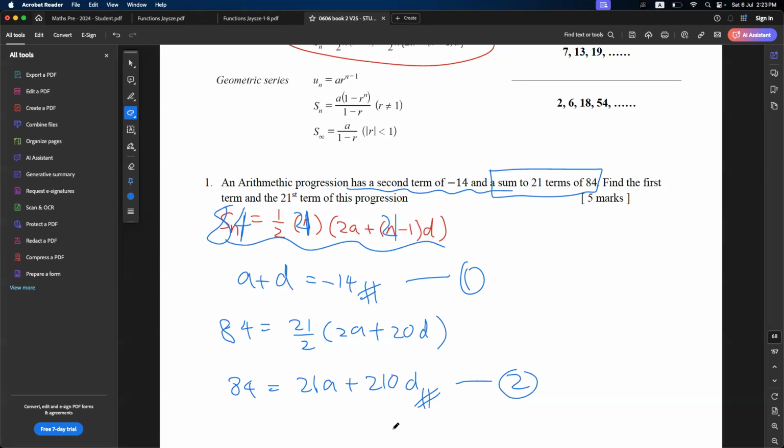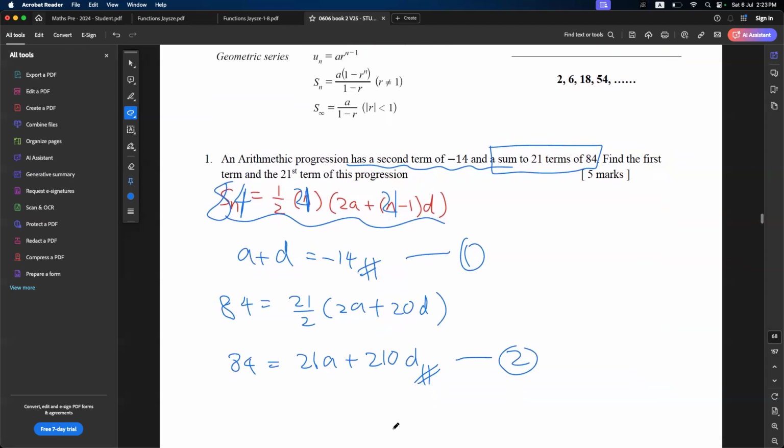In fact, from here you can type into the calculator and it will give you the A and the D value already. In N-level exams, there are no marks for simultaneous equation working. It's answers straight away from here.